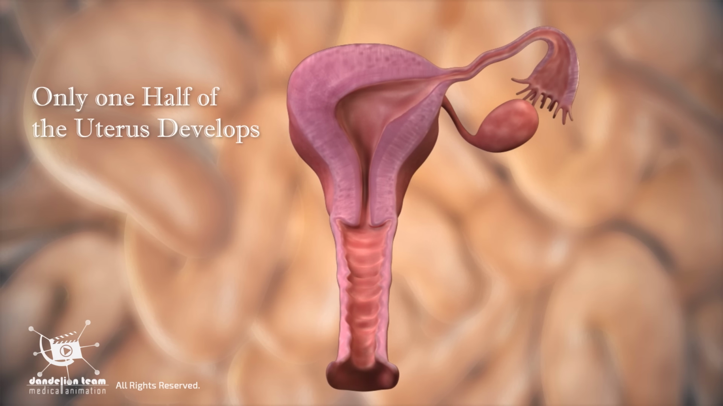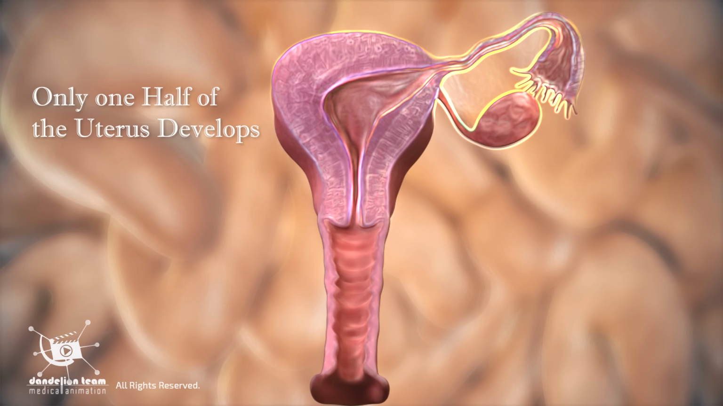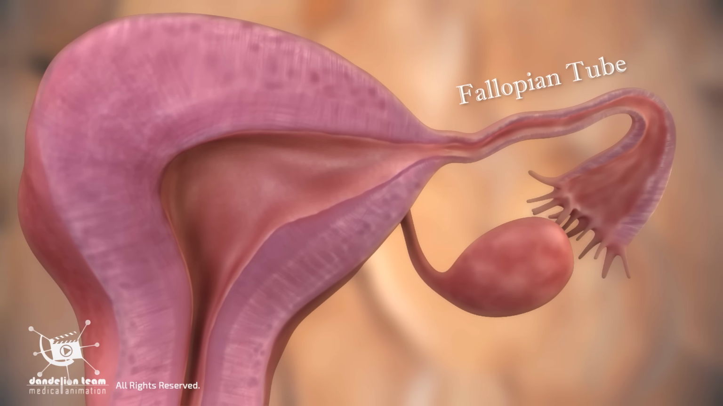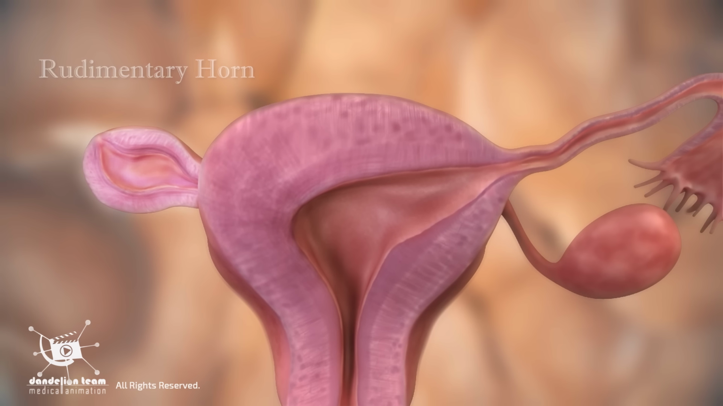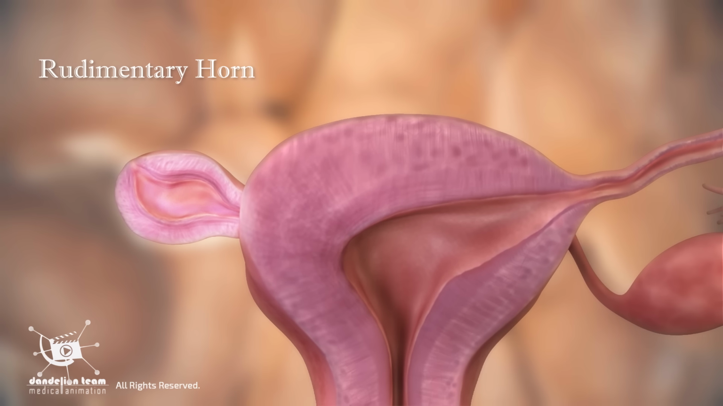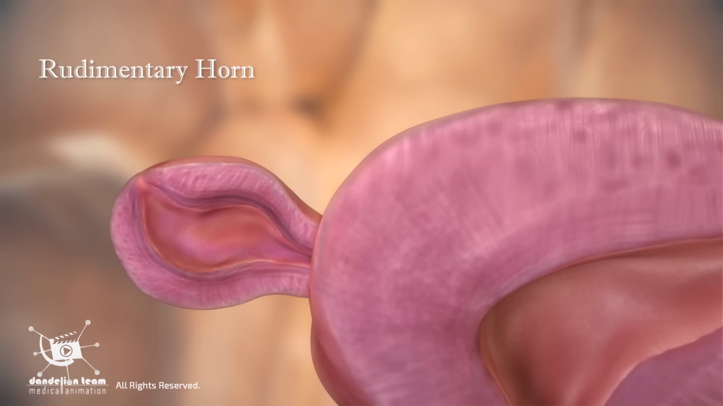A unicornuate uterus is a rare congenital anomaly where only one half of the uterus develops and is usually attached to only one fallopian tube. In some cases, a small underdeveloped structure called a rudimentary horn may be present on the opposite side, which may or may not communicate with the main uterine cavity.